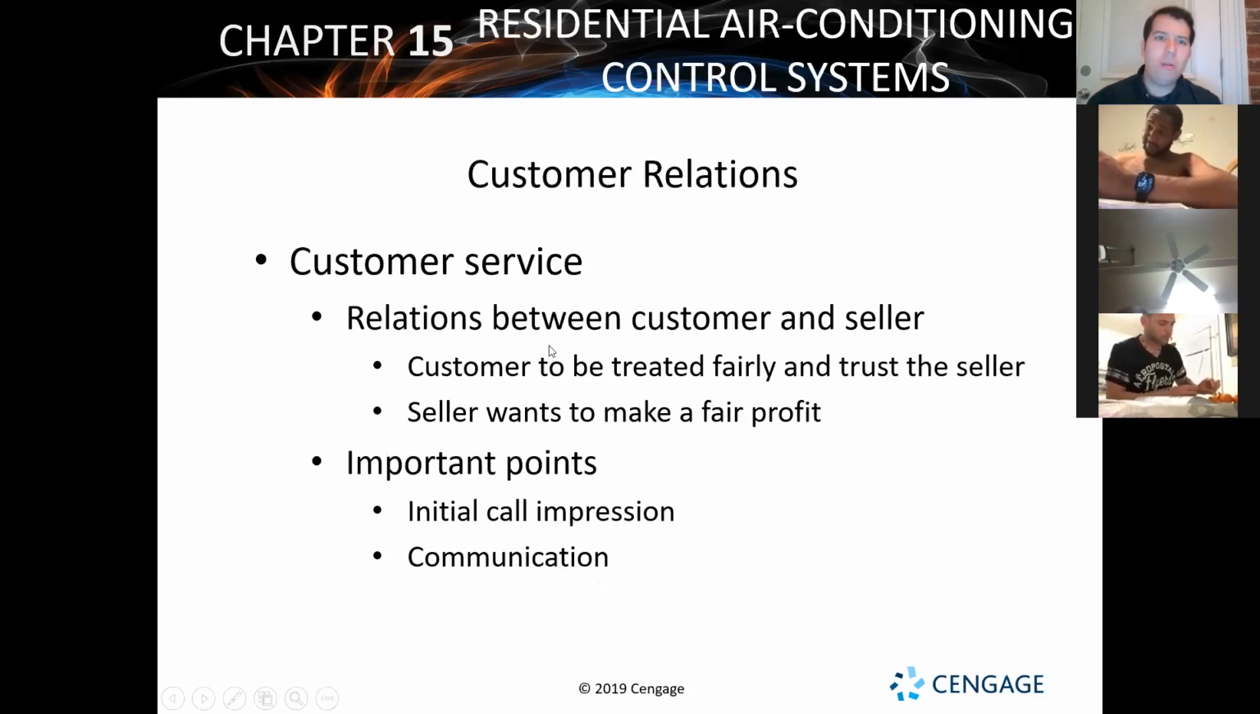So Unit 15 talks about it. Chapter 9 talks about it as well. Customer relations and the importance of what are called soft skills. Understanding how to relate to people, how to talk to people, how to respect people in their homes and everything like that. It's pretty important.